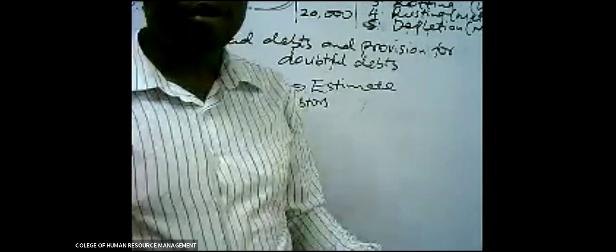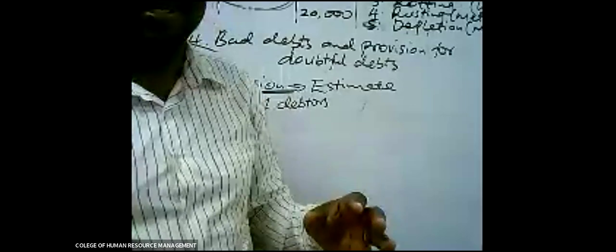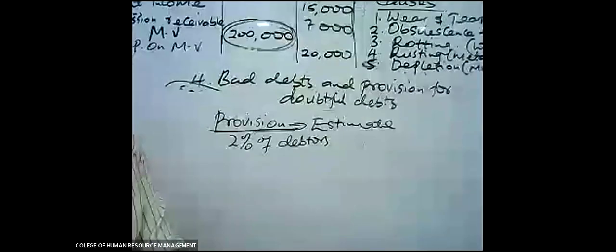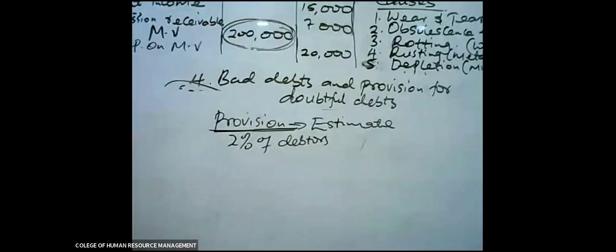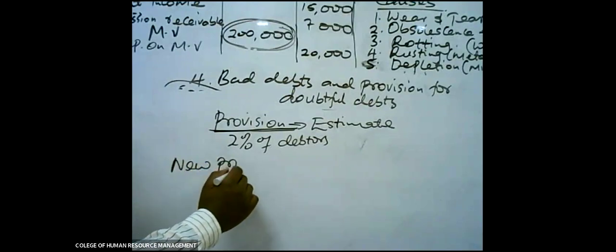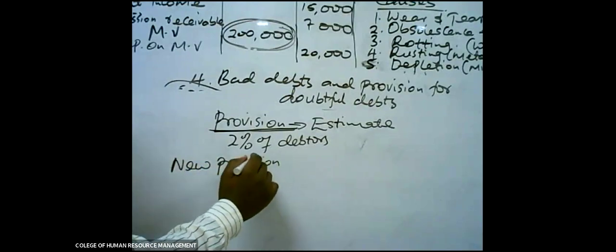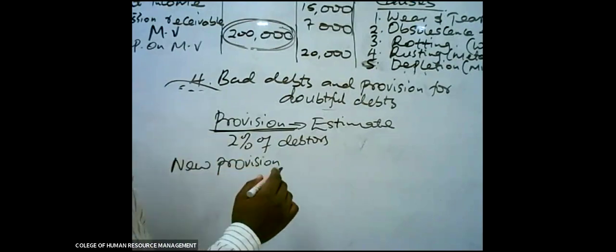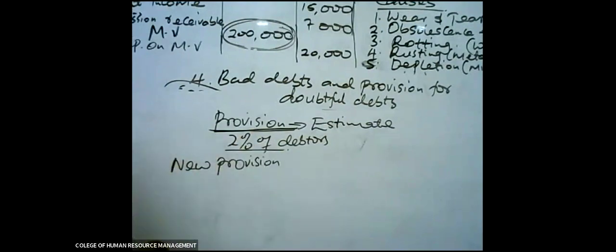So the provision is what you estimate at the start of the year that you will never recover at the end of the year. I want you to understand, we are going to have 3 scenarios on how we treat this provision. When it is a new provision, when you are doing the provision for the first time, you say that 2% of the debtors will be bad debts.